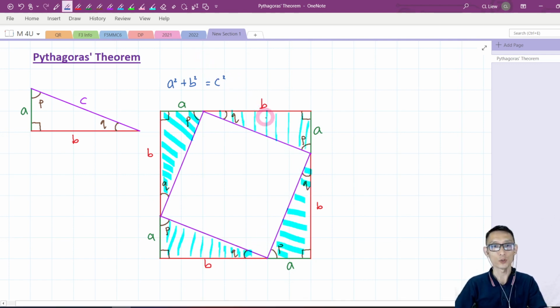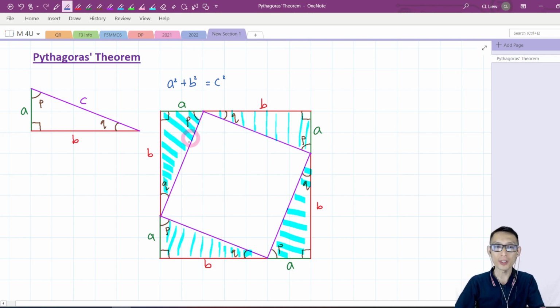There are 2 ways to find the area of the shaded region, right? First, you can find the area of a right angle triangle and multiply by 4. This is the first method. And for the second method, I'm going to find the area of this whole square and then minus the area of the square inside this bigger square.